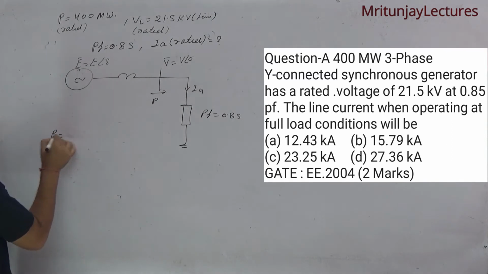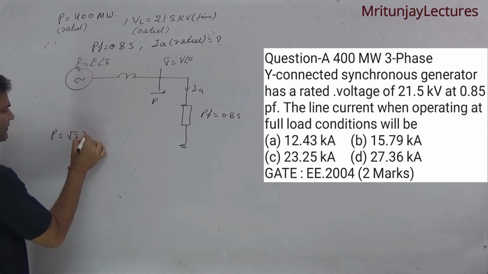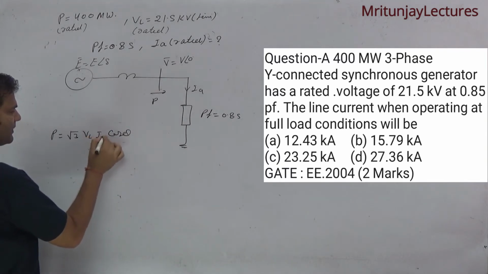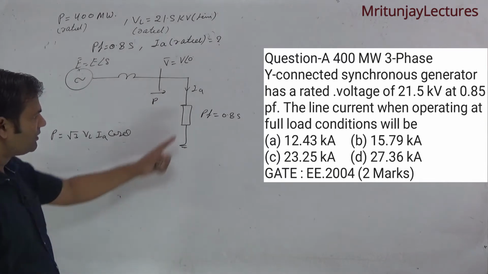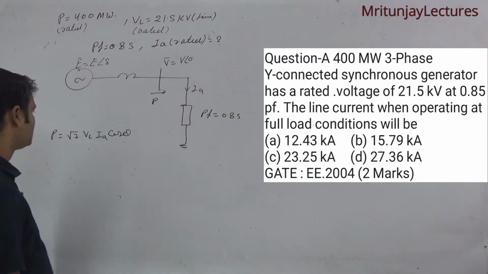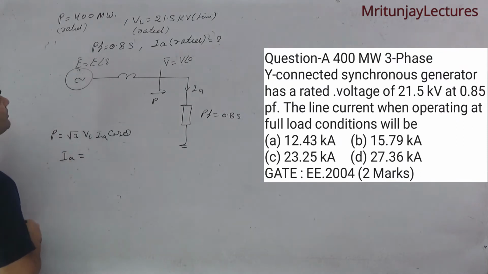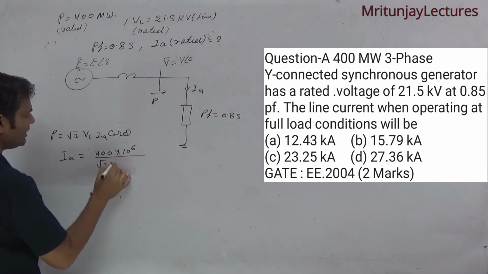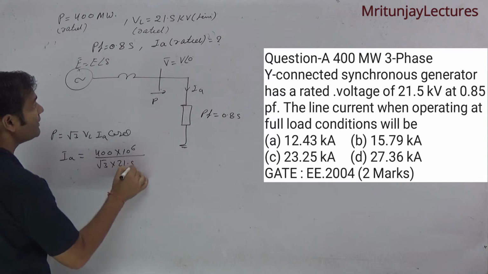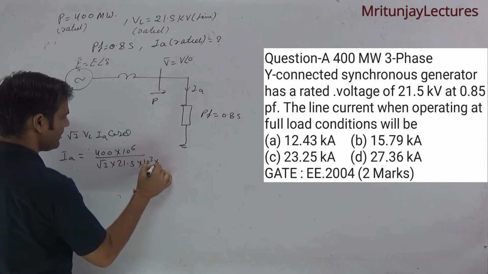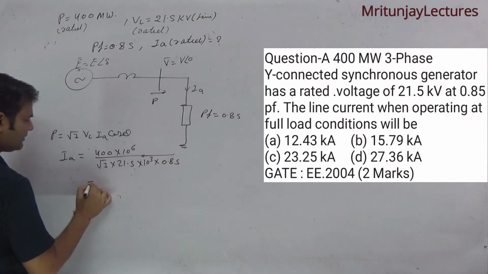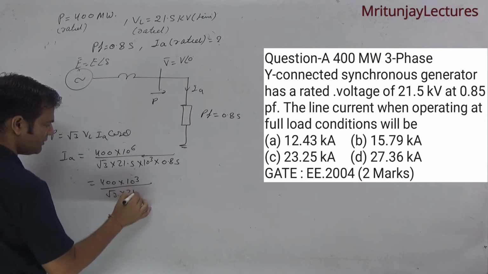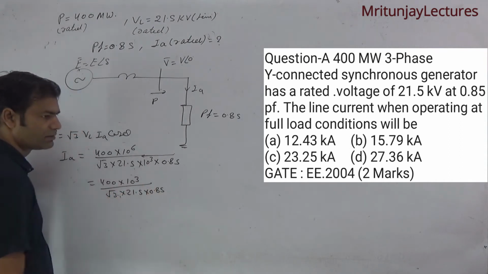So P, three phase power, is written as root 3 VL into IL into cos theta. IL is IA here. In star connection, line current and phase current are the same. So IA will be equal to P, 400 megawatt into 10 to the power 6, divided by root 3 VL, 21.5 into 10 to the power 3, and 0.85. That is 400 into 10 to the power 3 divided by root 3 into 21.5 into 0.85.